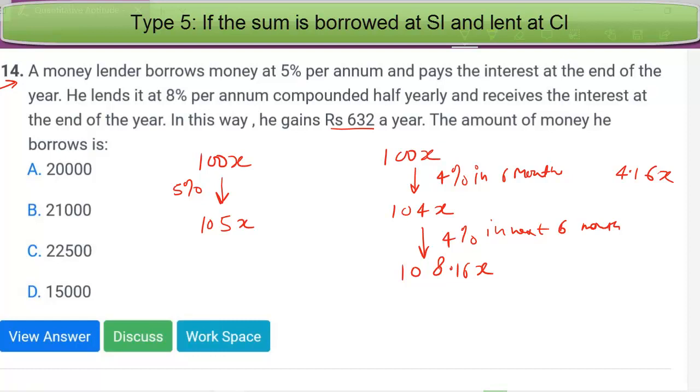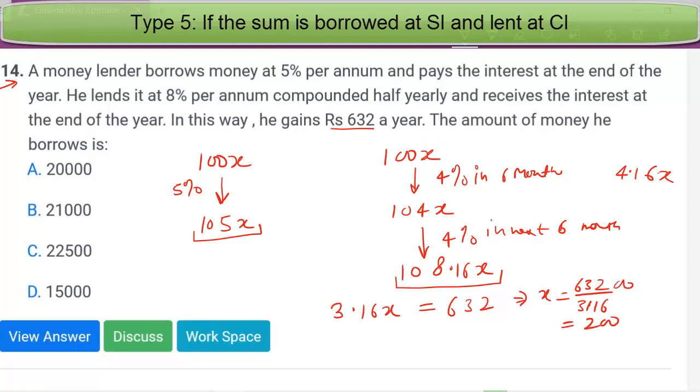Now because of this difference, because 105x he has to pay for the borrowed money, and 108.16x he is getting when he is lending it. Okay, so the difference is how much? The difference is 3.16x. This is the difference, and the difference is given in value terms as 632. So from this you can find out the value of x is equal to 632 divided by 3.16. So that will give you straight away 200. So x is equal to 200.